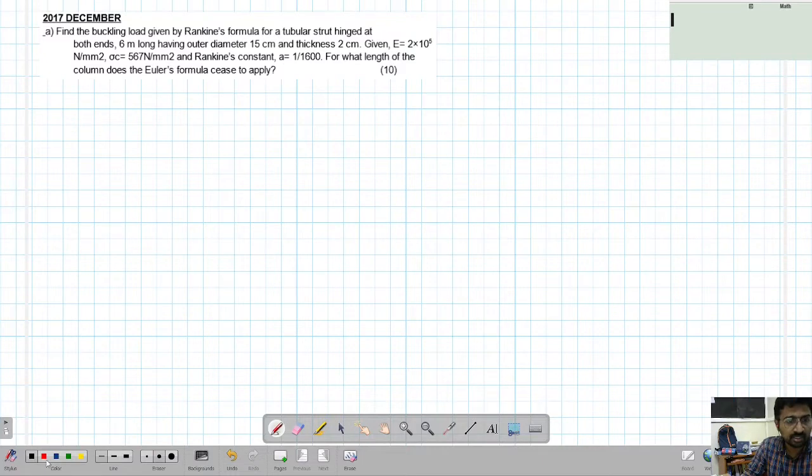Okay, so this is a direct, formula based question. Remember that in the column portion you have to remember two formulas. One is the Rankine's formula, second is the Euler formula. There is also a small formula which is for short columns. When we do problems related to that, we will solve that.